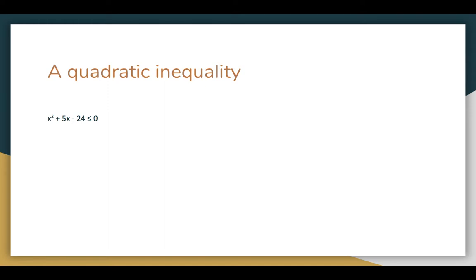Here you go. Pretty basic. X squared plus 5x minus 24 is less than or equal to 0. Just like before, I'm going to change that to an equation. Well, that's good old quadratic equation. I think I'm going to solve that one. I think I'll factor. So I get x plus 8 times x minus 3 equals 0. So x is -8 and x is 3.